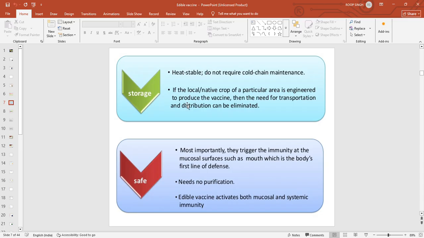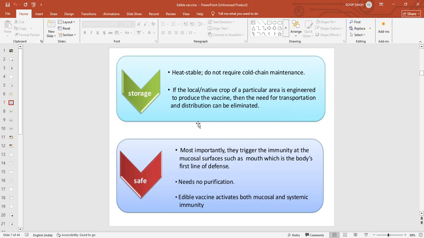If the local native crop of a particular area is engineered to produce the vaccine, then the need for transportation and distribution can be eliminated. For a particular area, a local crop can be identified, and that particular crop can be engineered to produce the vaccine, and then we can avoid the cost of transportation and distribution.